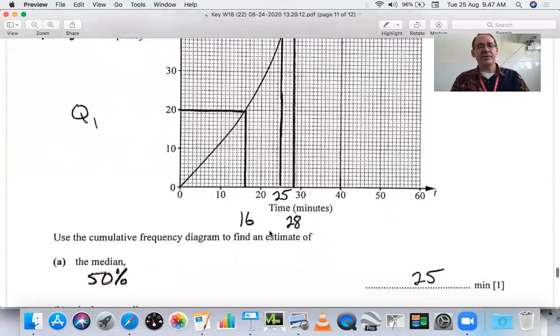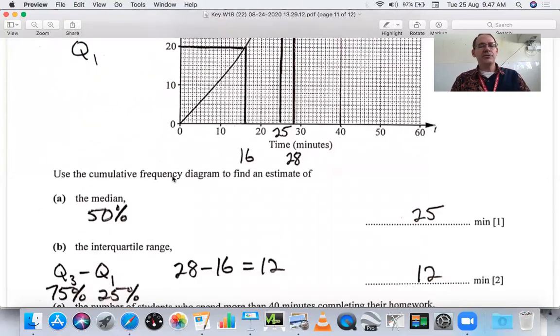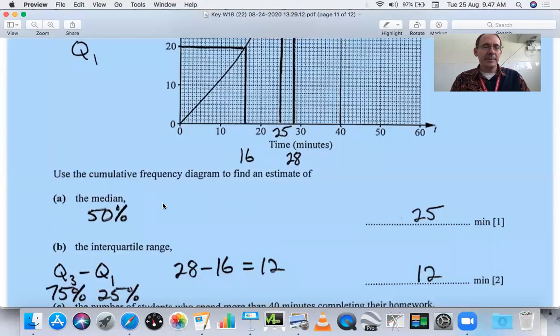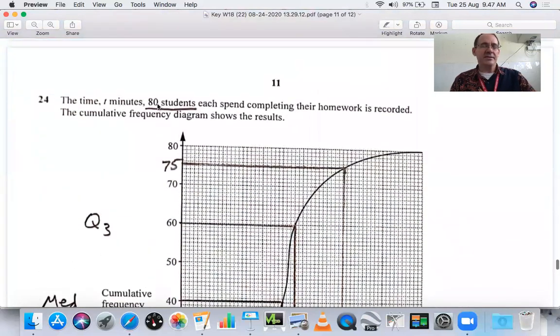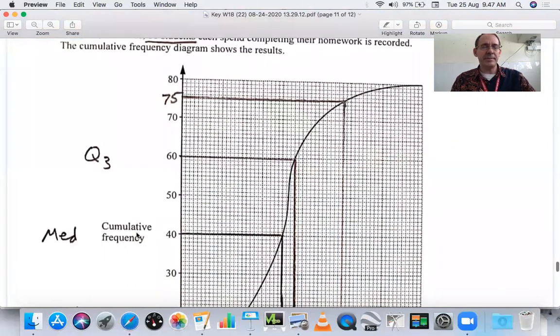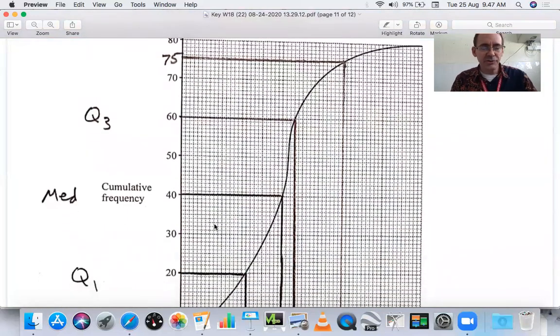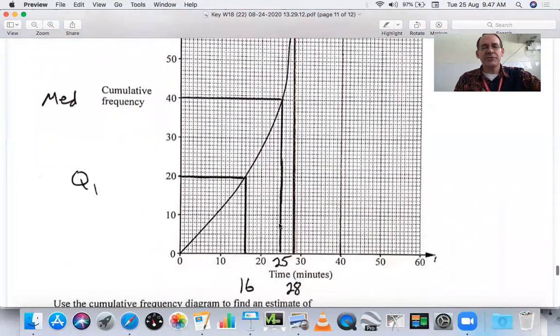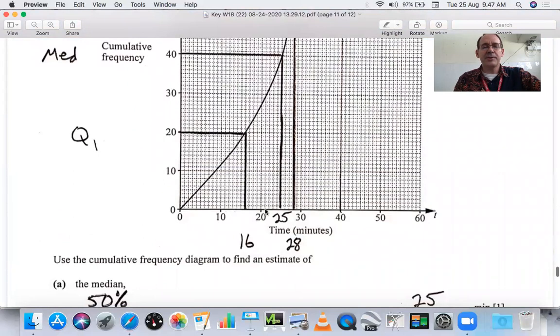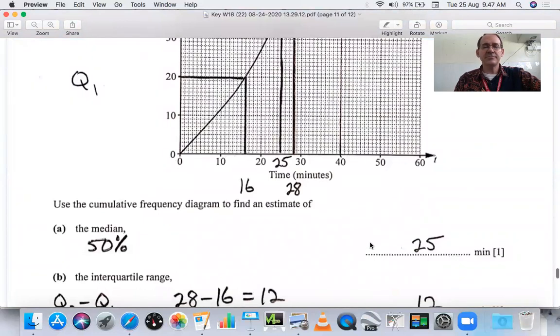And then we get down to the questions here. Use the cumulative frequency diagram to find an estimate of the median. Well, median is middle, which means it's the 50th percentile. So 50% of 80 is 40. So here's the median. I highly recommend you take a straight edge, put it right on that line and draw it to the graph. Then turn your straight edge perpendicular and draw straight down. And when you count this between 20 and 30, you're halfway. So that's 25 should be your answer.